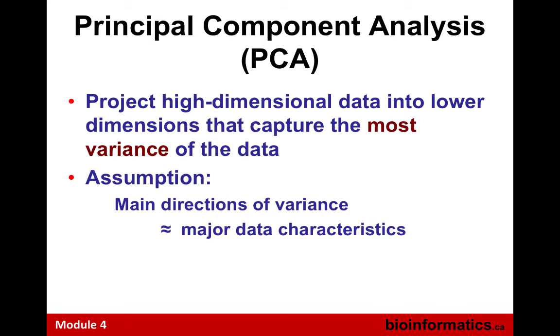So what PCA tries to do is project high dimensional data into low dimensions and keep most of the variance. Here, the variance of the data is considered the key information. So if you keep as much as possible, that means higher fidelity to your data.